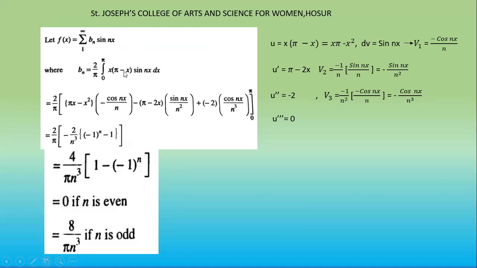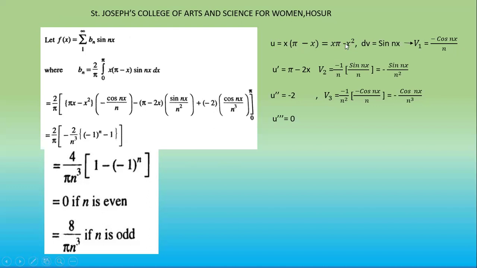Here we are going to use Bernoulli's formula: u v1 minus u dash v2 plus u double dash v3, and so on. What is u? This is u, and this is dv. From this I'm taking u equal to x into pi minus x, which is nothing but pi x minus x square.